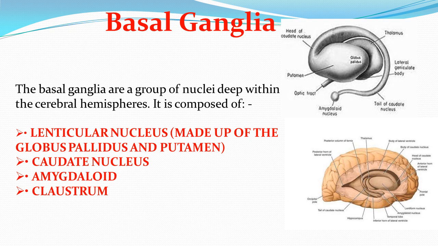The basic classification of the basal ganglia: first, the lenticular nucleus, which is made up of two nuclei, globus pallidus and putamen. Second one is caudate nucleus. Third one is amygdaloid body. Fourth one is claustrum.